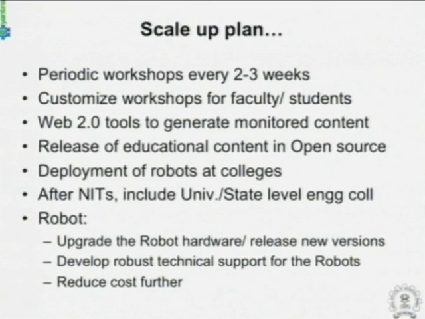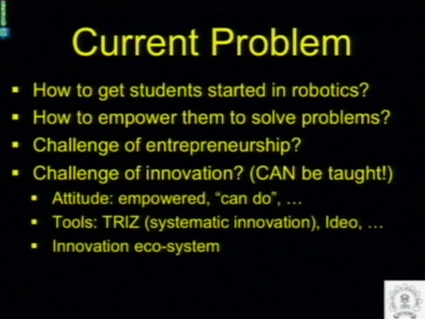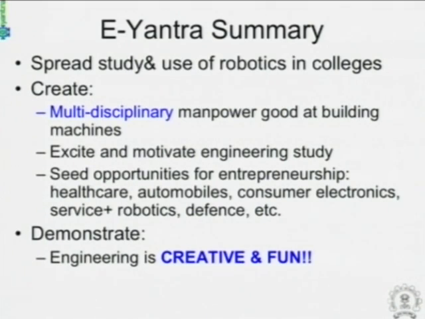Okay, so we have a scale up plan, but our main plan is how to get students started in robotics, how to empower them to solve problems, and how to address the challenge of entrepreneurship and all these kinds of things. Okay, so I won't take too much of your time now. I'll just go to the end actually. So our learning is that we want to spread the study and use of robotics in colleges. We want to build a multidisciplinary manpower, and the main metric we assess now to see how much of an impact we made is by seeing the number of BE projects which we have influenced in the engineering colleges, right?